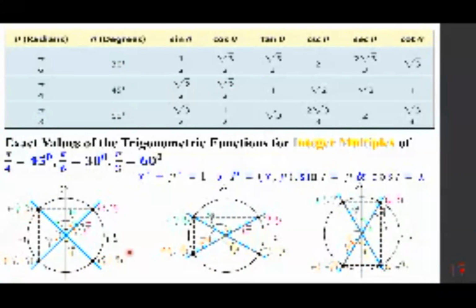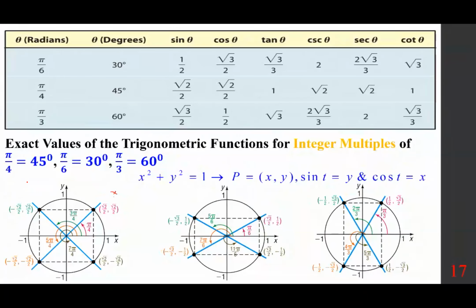So the first quadrant, class, x and y are both positive. The second quadrant, x is negative. The third quadrant, both of them are negative. And the fourth quadrant, y is negative. And remember, x means cosine, y means sine. If you remember that, you can remember all of this.